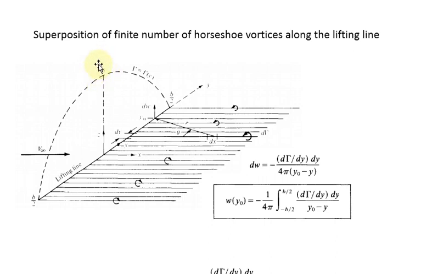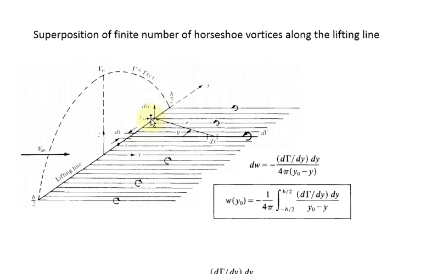Now again I am taking the same reference point. I want to find the velocity induced at that particular point. So how can I find it? Again I am locating one point on the bound vortex. This is my bound vortex.